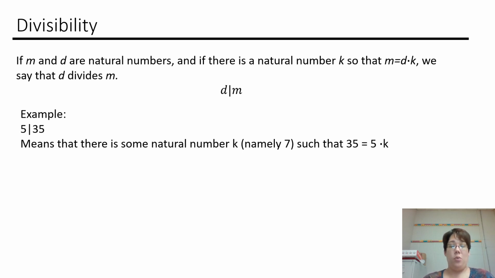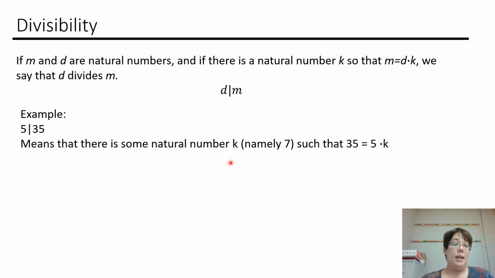Okay, I know that these formal definitions are really confusing, so we'll try to put them in plain English for you. You see this symbol right here, D, and then this straight up and down line, M. That means D divides M. So if you see this 5 and then line 35, that means there's some natural number K, which actually we know is 7, such that 35 is equal to 5 times K.